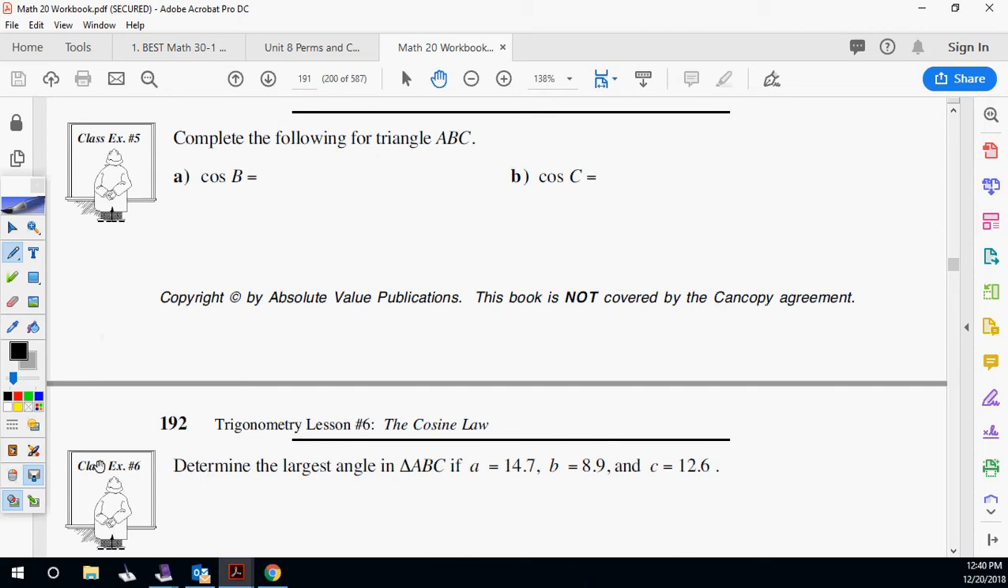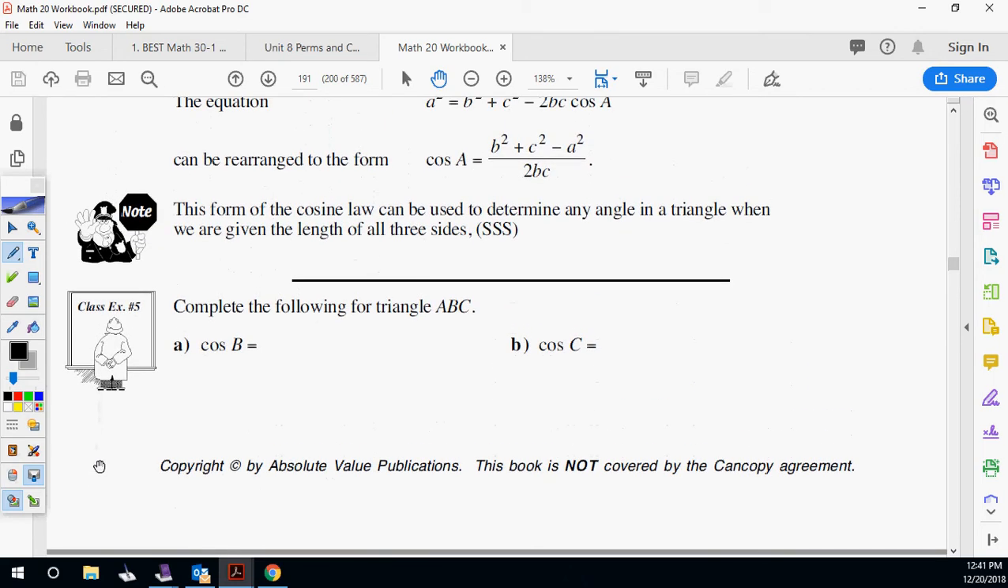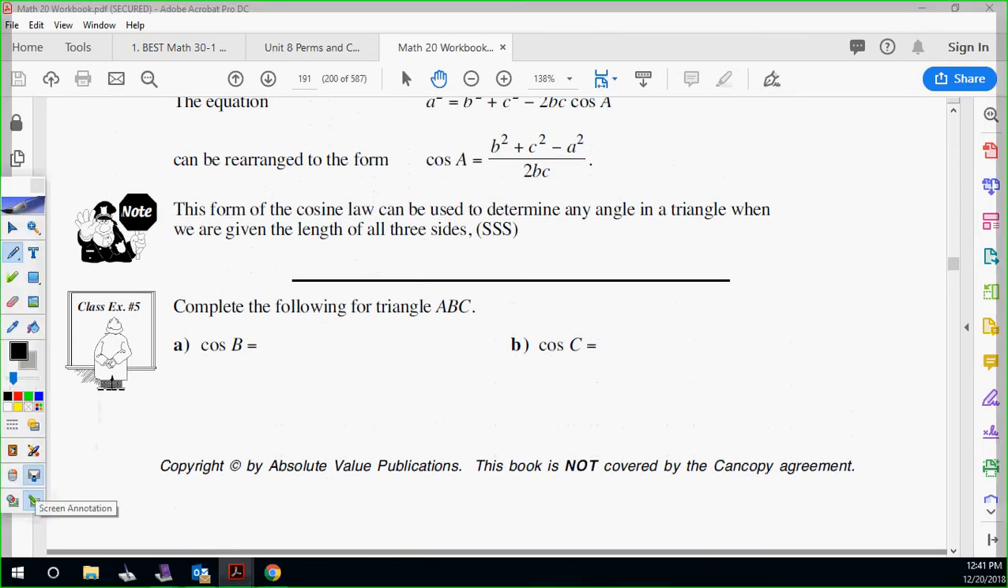Okay? All right. Complete the following for triangle ABC. So cosine of B. I want you to fill the formula out for just cos B instead of cos A. So let's actually leave this here so we can see it. See the pattern? A means B squared plus C squared. So cos B means A squared plus C squared minus B squared, all over 2AC. The cos C one would be A squared plus B squared minus C squared, all over 2AB.